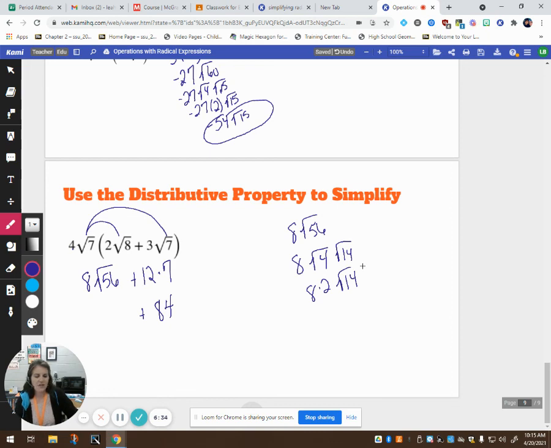That can't break down any further. Yeah, it's divisible by 2 and 7, but neither of those are perfect squares. So this is as simplified as I can get it. So 8 times 2 is 16 times the square root of 14. So I have 16 square root of 14 plus 84, and that is my final answer to this problem.